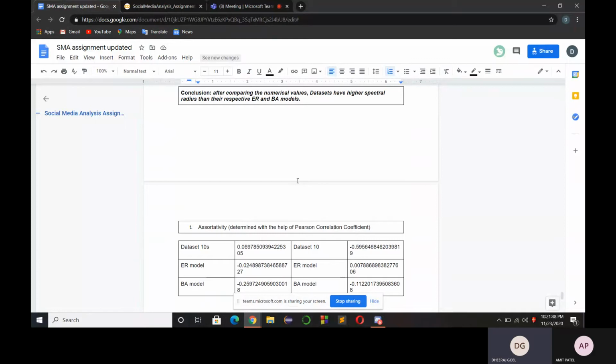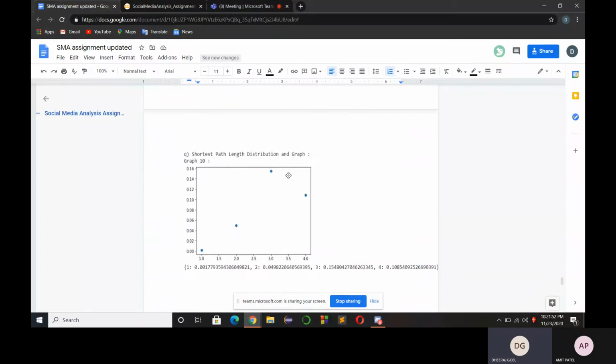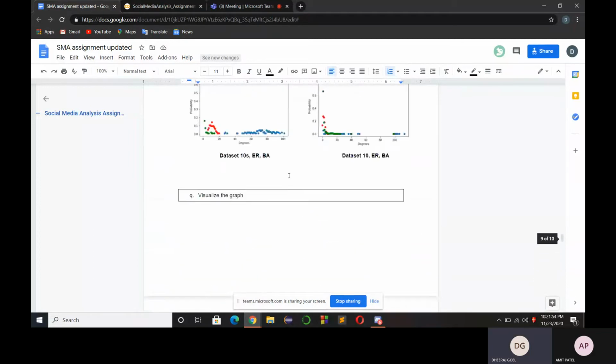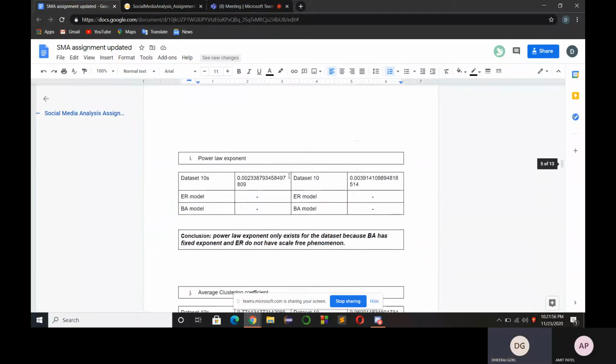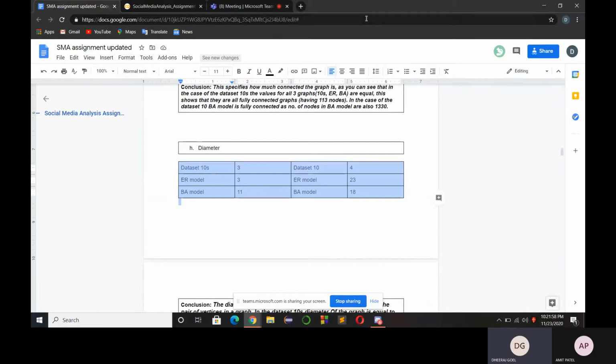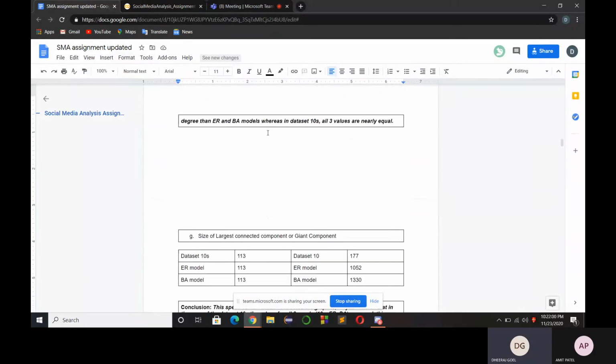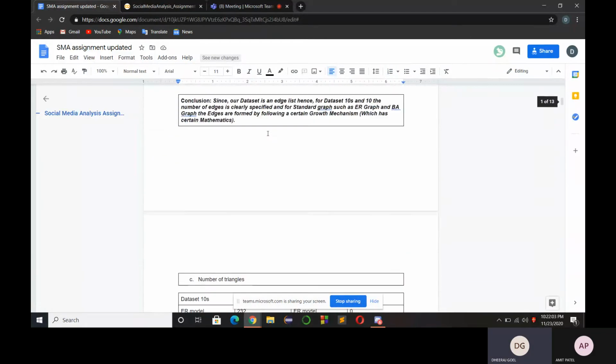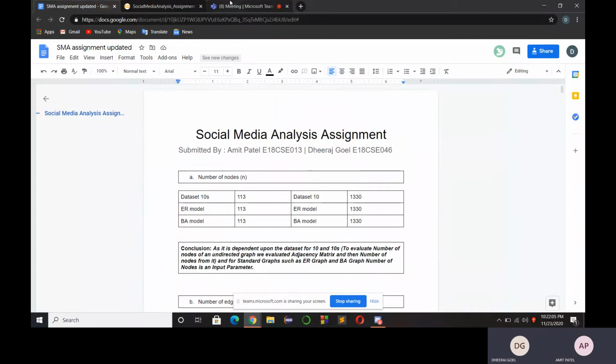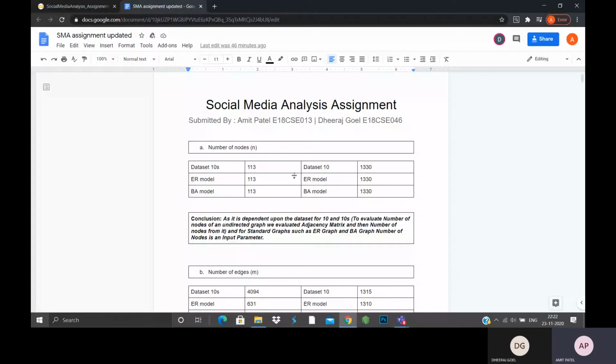Now Amit Patel will take up explaining the second dataset, which has somewhat higher nodes in it. Therefore, it is the larger dataset. So thank you, Dheeraj, for your impressive insight into the 10S dataset. Now I'm sharing my screen to explain the larger 10 dataset. And of course, the dataset is larger.